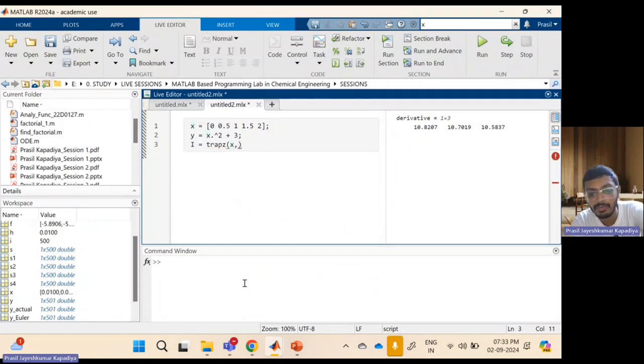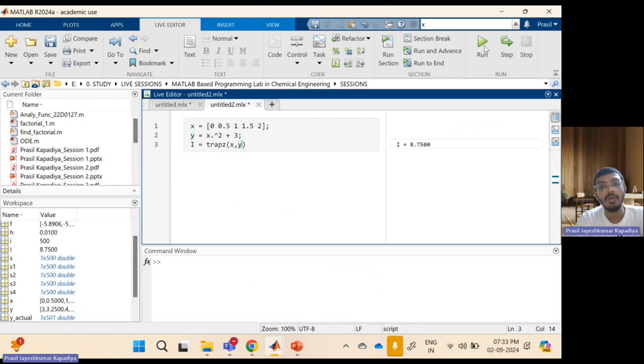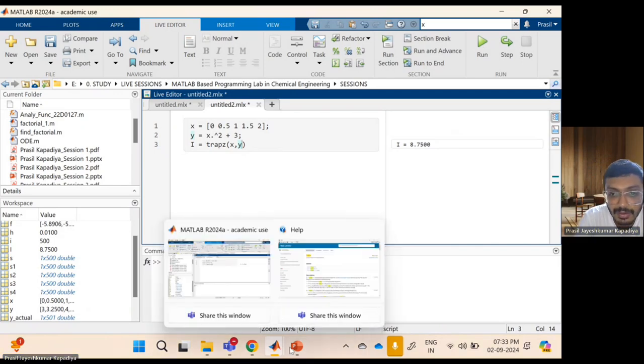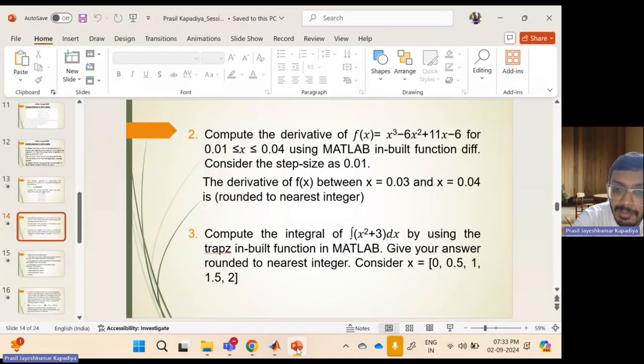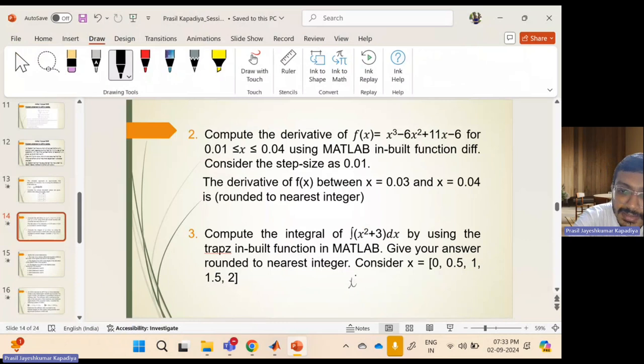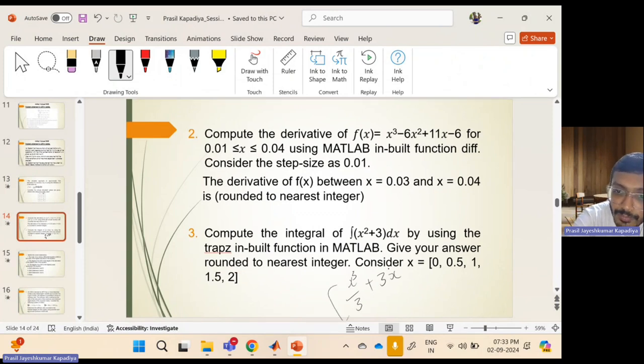X comma y. Okay, let's see what is the value of integration that we are getting. We are getting the value of integration is 8.75. Okay, let's see what is the actual value of integration. My actual function is x square plus 3. So x square's integration is x cube divided by 3, and integration of 3 is 3x. And we are going to find from 0 to 2.